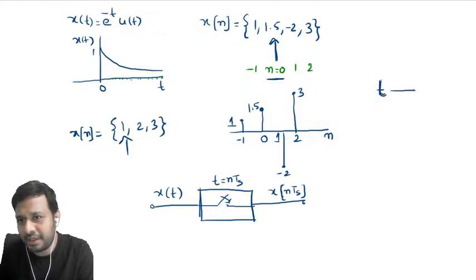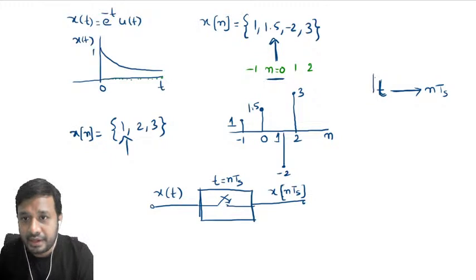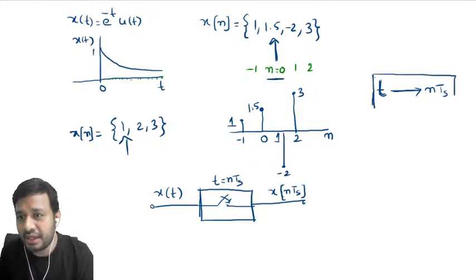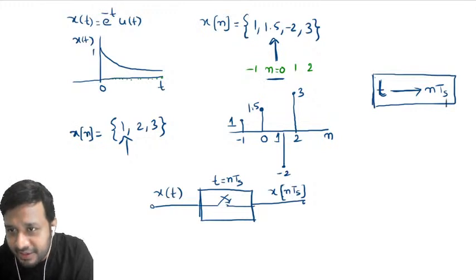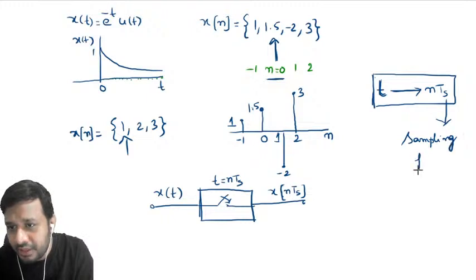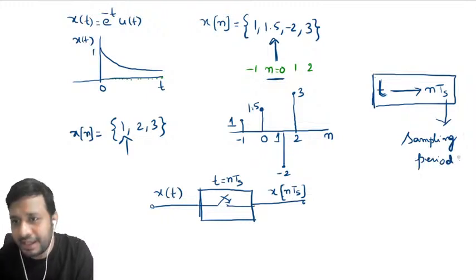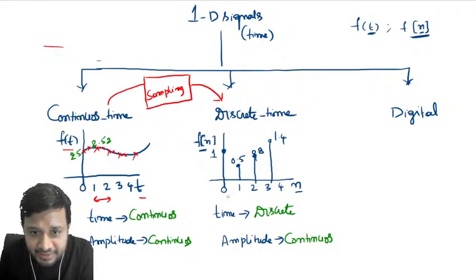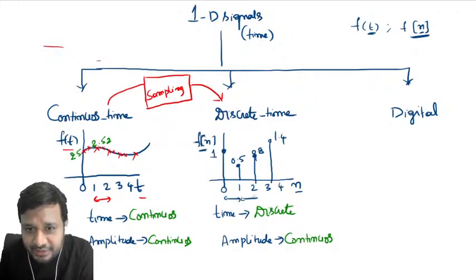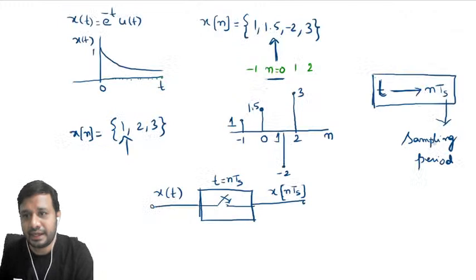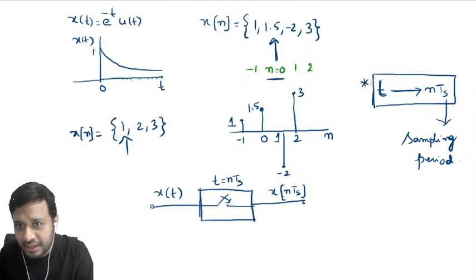Always remember, sampling operation means the independent variable t in a continuous time signal is simply replaced with nTs, where Ts is known as the sampling period or sampling interval, which is nothing but the distance between adjacent samples in a discrete time signal. This is your sampling period, Ts.